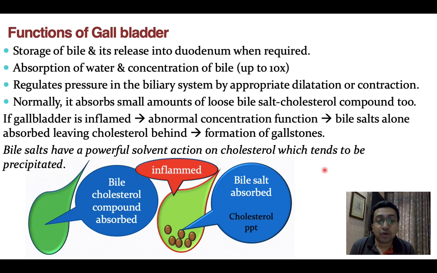But if the gallbladder is inflamed, we will see the causes and everything in the end in the applied anatomy, it can lead to abnormal concentration function, which can eventually lead to bile salts alone being absorbed, leaving the cholesterol behind, and hence the formation of gallstones. The bile salts have a powerful solvent action on cholesterol, which tends to be precipitated. I have described the same thing in a diagrammatic form also.